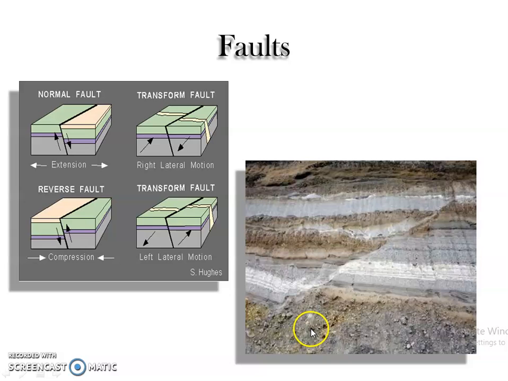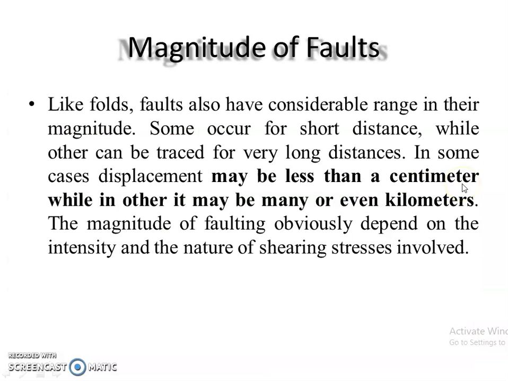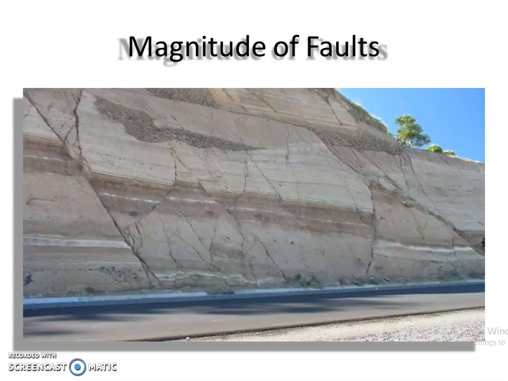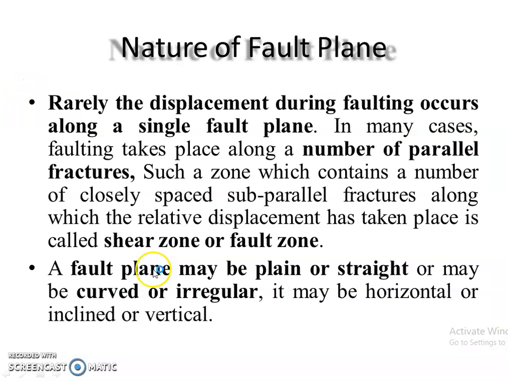This sketch shows the fault. This line is the fault. The magnitude of faults may be less than a centimeter, or they may extend for many kilometers. This is an example of a fault. See here, the fault line is there. These are the smaller faults and this one is a larger fault.